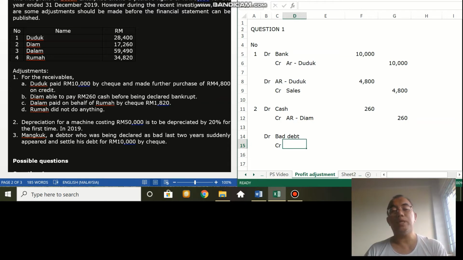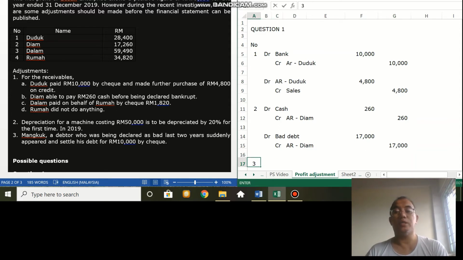Now when he paid 260, the balance is around 17,260. 17,260 minus 260, so we have 17,000. Now that 17,000 will disappear from our books because he has been declared a bad debt. So AR here. How much did we lose? 17,000. Okay, so B, settled. What about C?